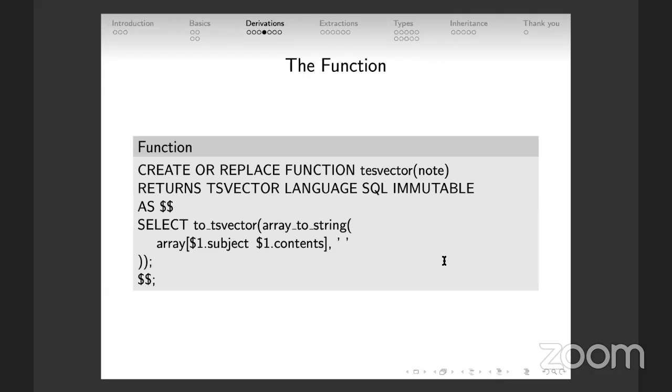So here's what we can do for a TS vector. We can have a very, very simple function, create or replace function. Sorry, should be TS vector, not TES vector. Probably autocorrect may have bit me there. It takes in a note, so it takes in the whole row. It returns a TS vector. Language is SQL. And very important here is that it is immutable.